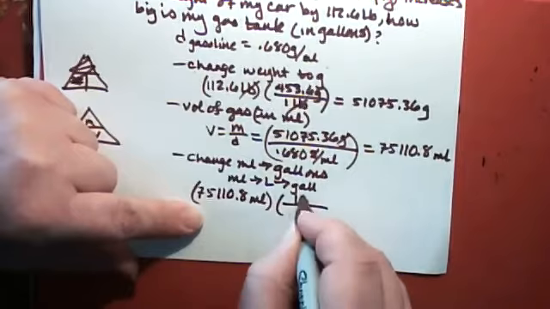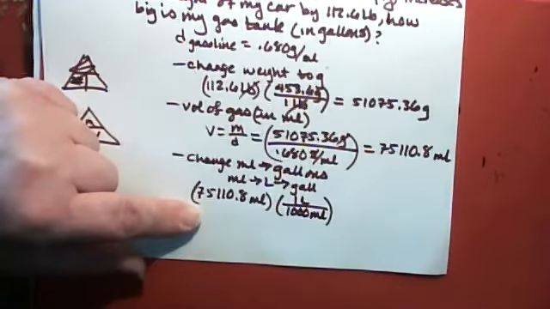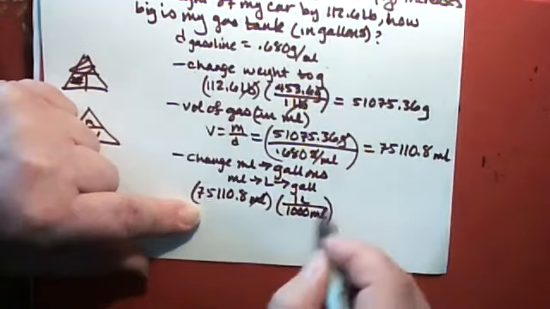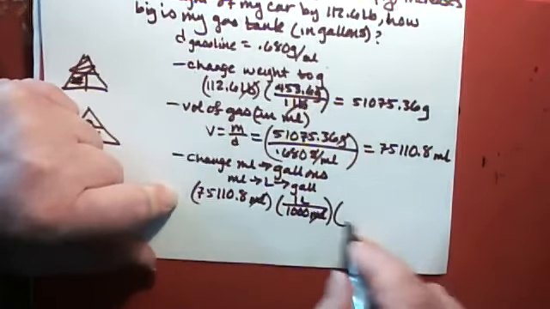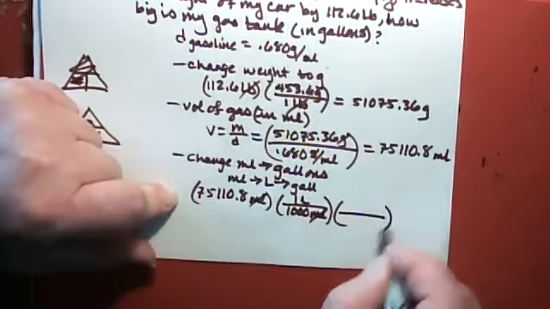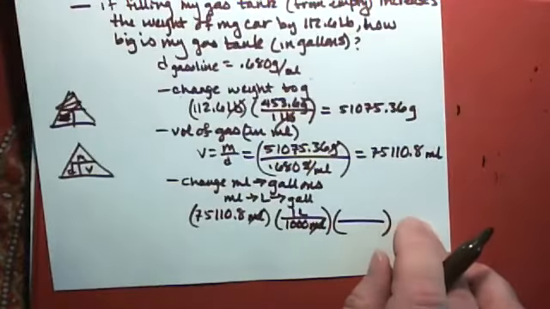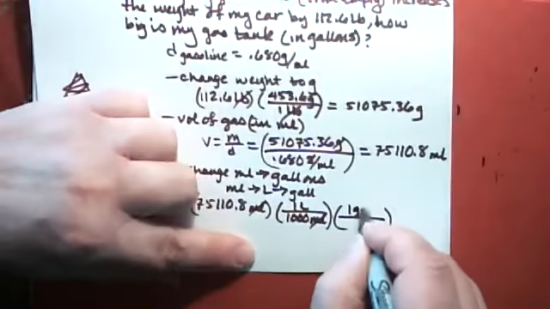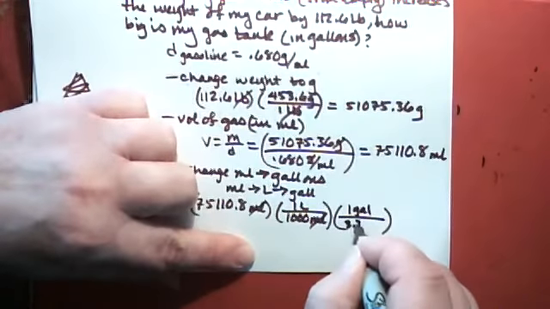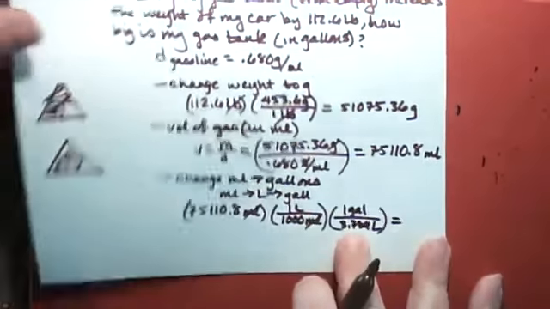Okay, there's 1 liter for every 1,000 milliliters. So milliliters will cancel, and we'd have our volume in liters here. And then to go to gallons, there is 1 gallon for every 3.786 liters. So that's 3.786 on the bottom there.